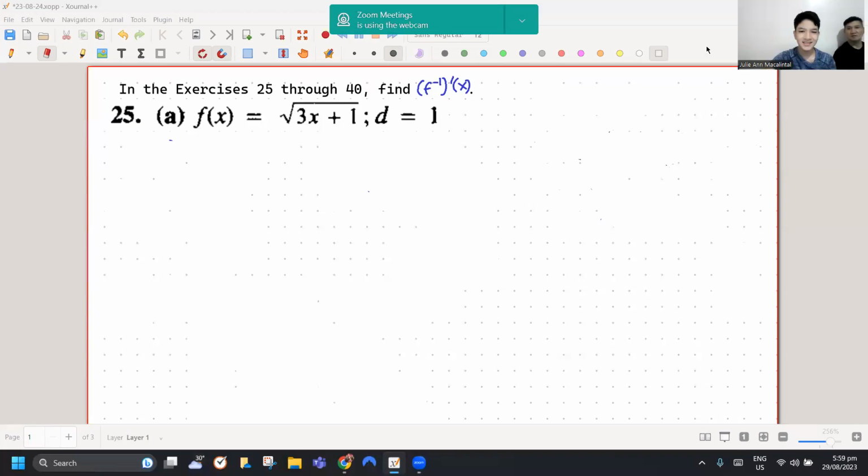Recording in progress. Finding the derivatives of the inverse of a function. The exercises are from the book The Calculus 7 by Larson, section 5.1, exercises 25 to 40. Find the derivative of the inverse of f and then apply it to x.